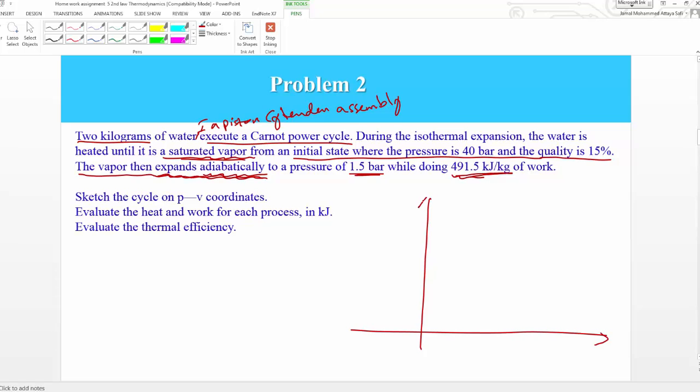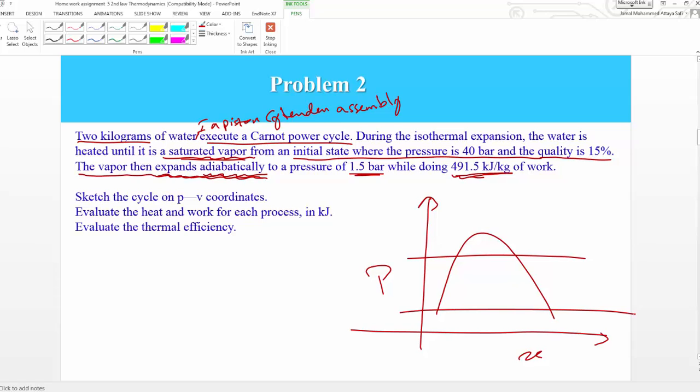And because it's telling me a Carnot cycle, and I know much about the Carnot cycle now, I know it's water, and what I need to do is draw this PV diagram. We know that a Carnot cycle comes between 2 pressures, and in this case you can see that the high pressure is 40 bar and the low pressure is 1.5 bar.